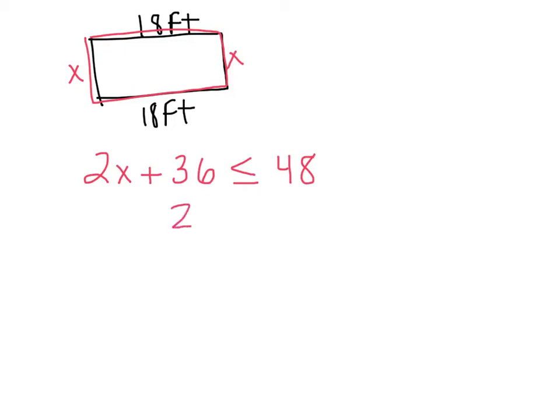Subtract 36. So 48 minus 36 is 12. Divide by 2. x is less than or equal to 6.